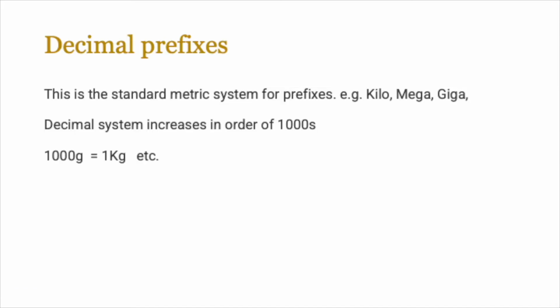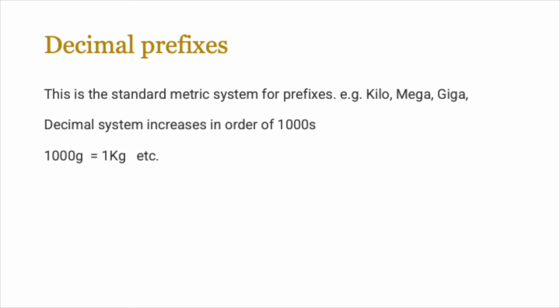So hopefully you got a good idea about what decimal prefixes and binary prefixes are like. And with decimal prefixes, remember the term prefix means adding something in front of a number. In this particular case, when we use the standard metric system for prefixes, they tend to be kilo, mega, and giga. And the decimal system increases in orders of thousands. So 1000 grams is equal to 1 kilogram.